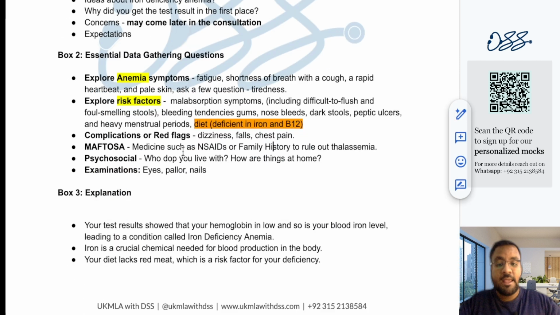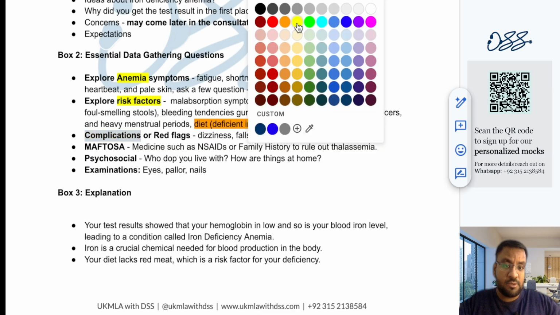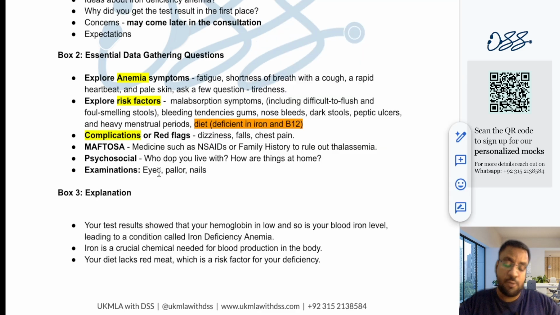Then the third one is the complications or the red flags. Just think about the complications of anemia. Patient can have dizziness, and because of the dizziness, the patient can end up falling somewhere. The patient may develop some chest pain as well. So just ask about the complications and the red flags of the disease. You can think about any disease, and there would be some complication or the other.